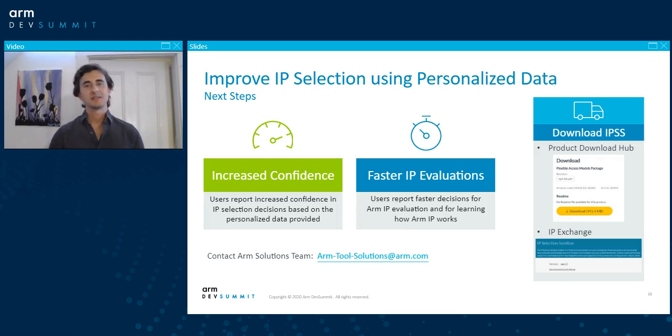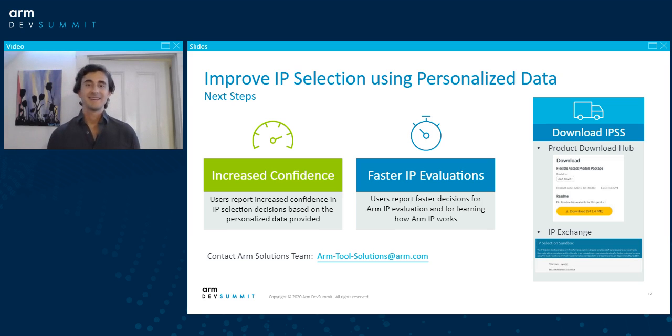So alongside the time saved and doing faster IP evaluations, this IP Selection Sandbox also increases the confidence of Tom and anyone else who uses it that they make the right decision with the right IP and move forward with their design with the right IP in mind. So those are the main benefits of using IP Selection Sandbox. We've seen it work in practice.